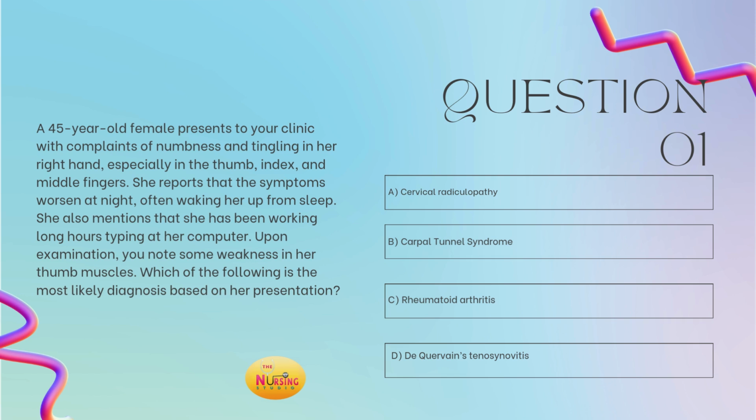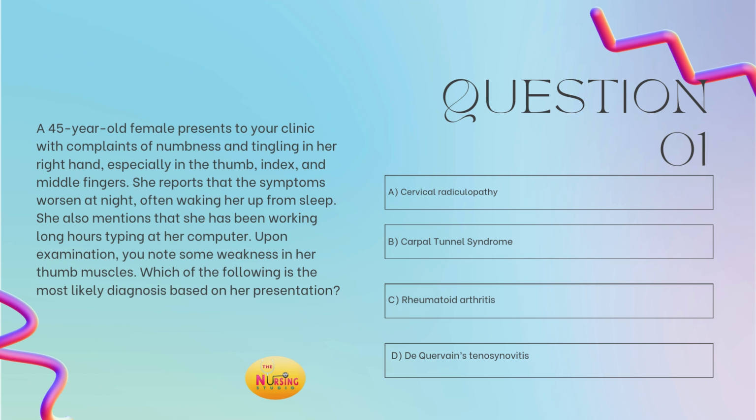Is it A, cervical radiculopathy, B, carpal tunnel syndrome, C, rheumatoid arthritis, or D, de Quervain's tenosynovitis? Take a moment and tell me what you got in the comments, y'all. Tell me your thoughts.